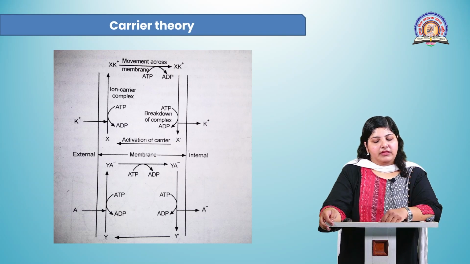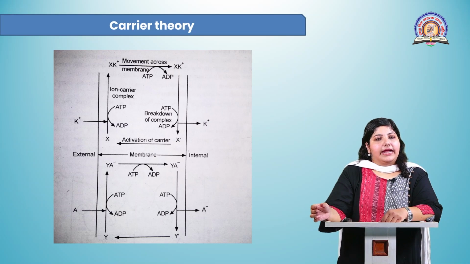So what happens is this carrier X will uptake the cation, and energy is involved. That is, you can see that ATP is broken down to ADP. This ion will form an ion carrier complex, that is XK+. You can see that in the diagram, and arrows are depicting the direction. Then this ion carrier complex will move across the membrane. For this process also, energy is required.